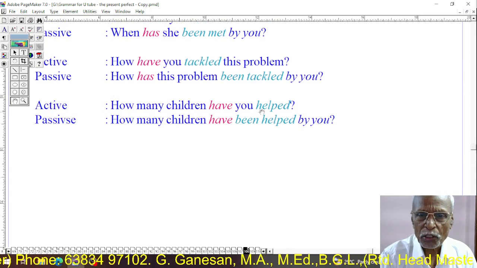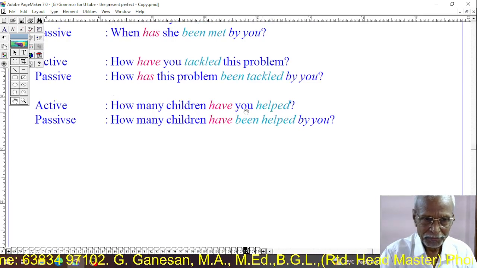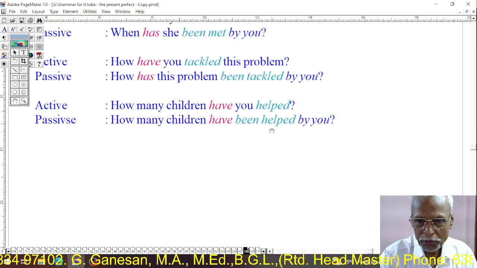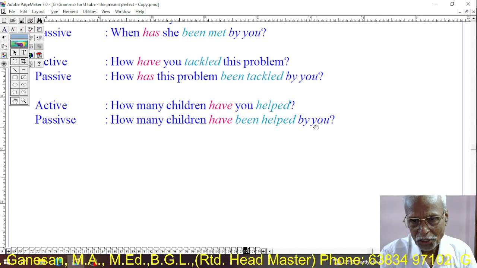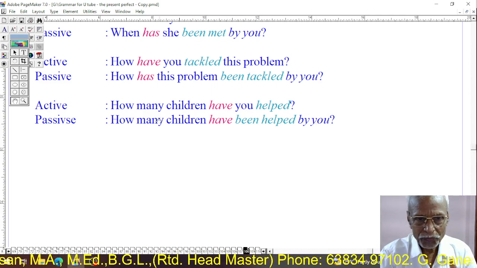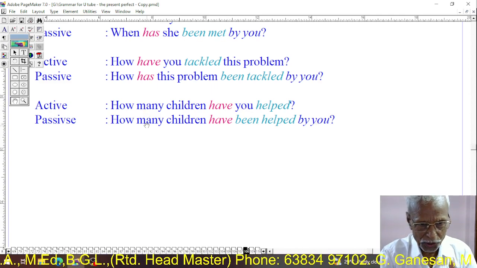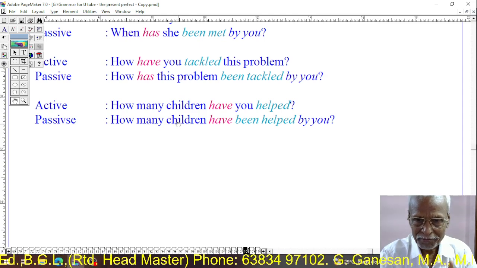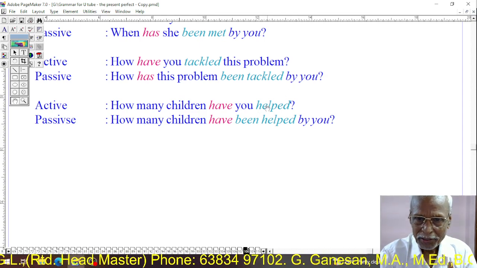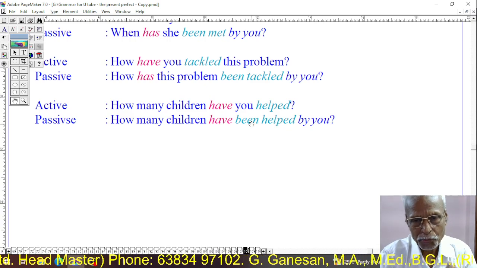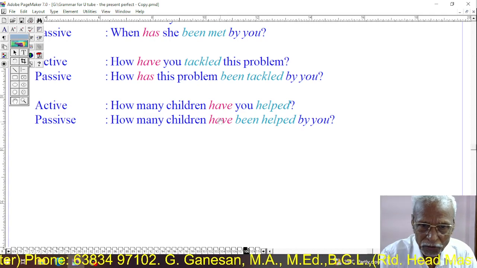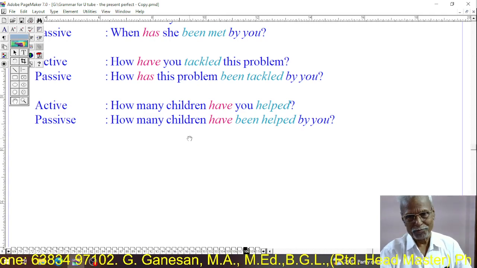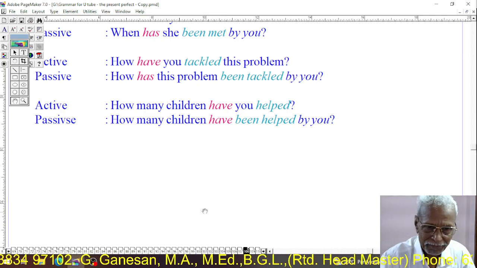How many children have you helped? How many children have been helped by you? You see? Subject, object: you, by you. Object, subject: children, children. Been has been used before the past participle helped. Here have refers to you, here have refers to children. Both are plural. Okay?